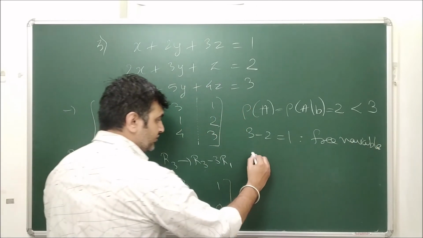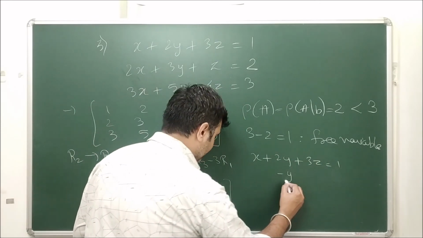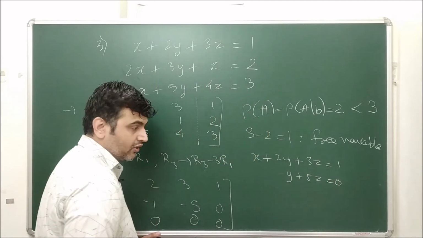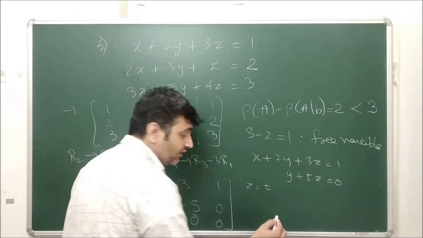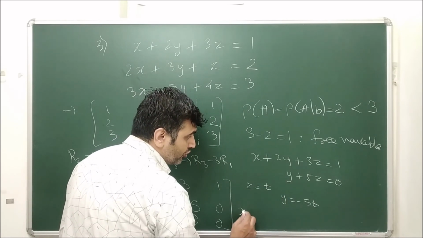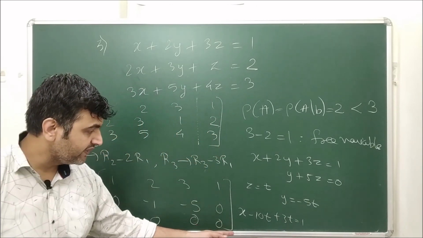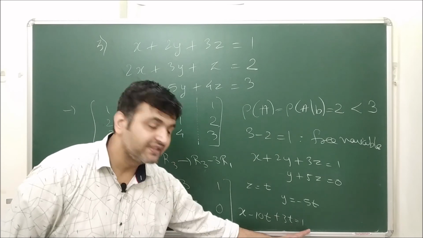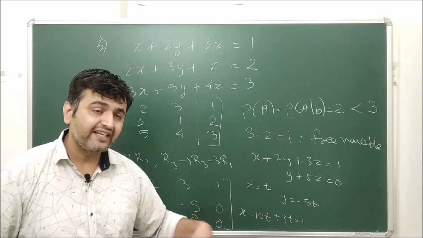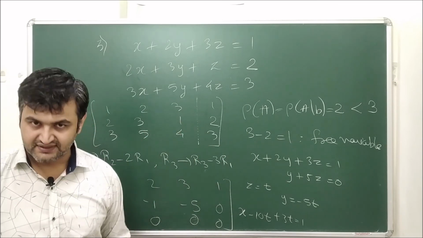And now if you rewrite this, you have x plus 2y plus 3z equal to 1. And here you have minus y. If I multiply by minus sign, y plus 5z equal to 0. So you call your z equal to t, some free variable. So your y will be minus 5t. Put the value of z and y over here. So your x minus 10t plus 3t equal to 1. So your x will be 1 plus 7t. So x will be 1 plus 7t. y is this and z is this. So this t can be any real number. So therefore this system has infinitely many solutions.